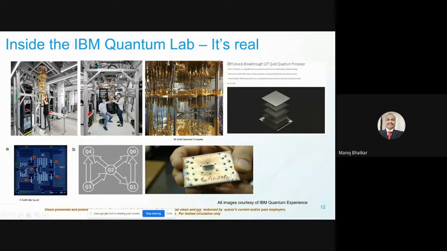Inside IBM Quantum Lab, it's real. I just wanted to show that when you send something for execution on a quantum computer, it is actually executing on the quantum computer. This is one of the 20-odd installations that IBM has today.